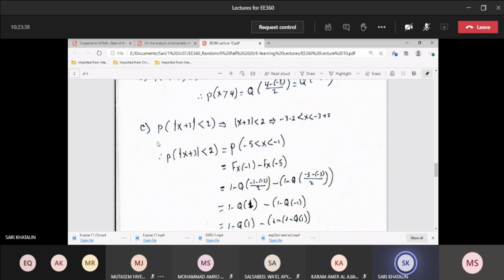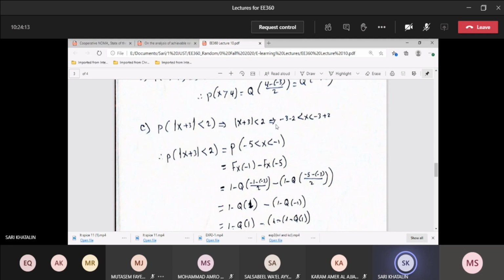Now, part C, the probability of the absolute value of x plus 3 less than 2. We had a few examples in previous lectures on how to deal with absolute values. If you forgot that, you need to go back to these notes, or maybe to the math books, to refresh your memory about how to deal with the absolute values.